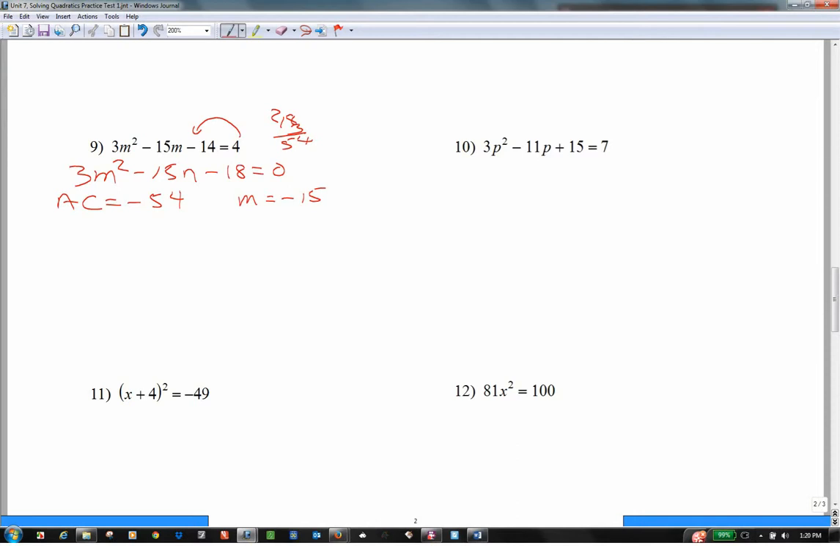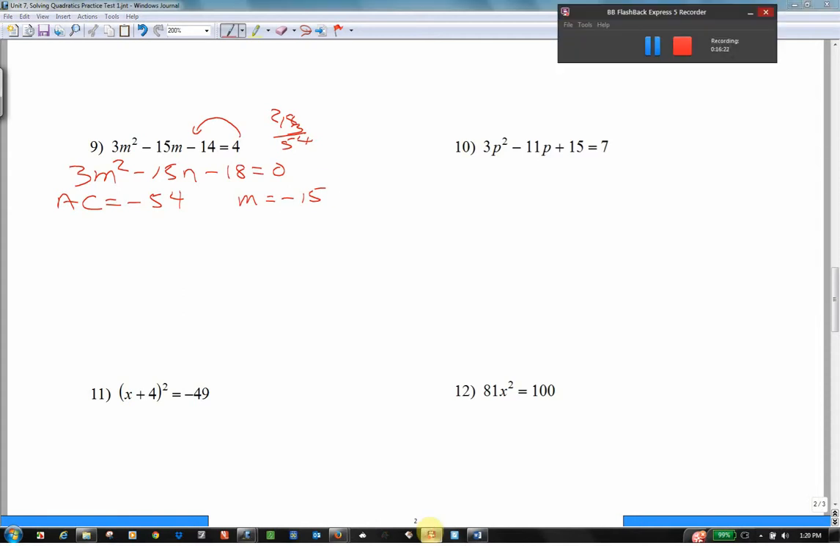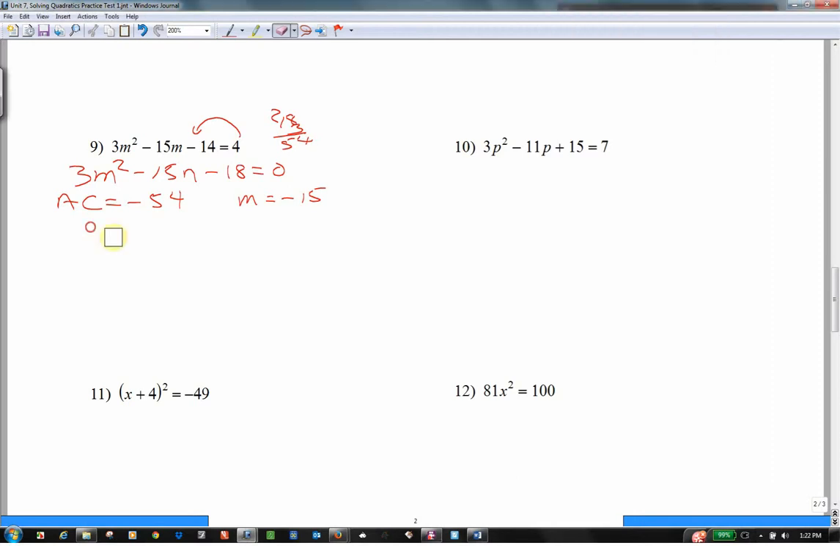That would be 9 and 5. So I have, no. Okay, so the two numbers that I would pick can't be a negative 9 and a negative 6. Those would add to a negative 15, but they would multiply to a positive 54. Those don't work. What does work is a negative 18 and 3.